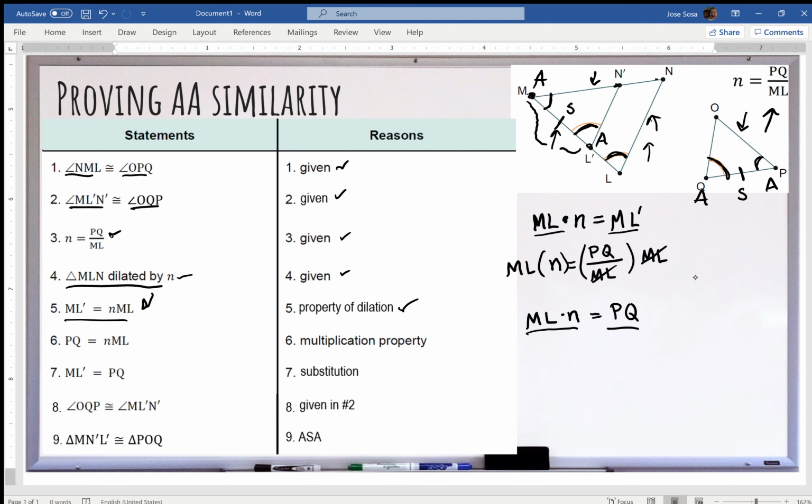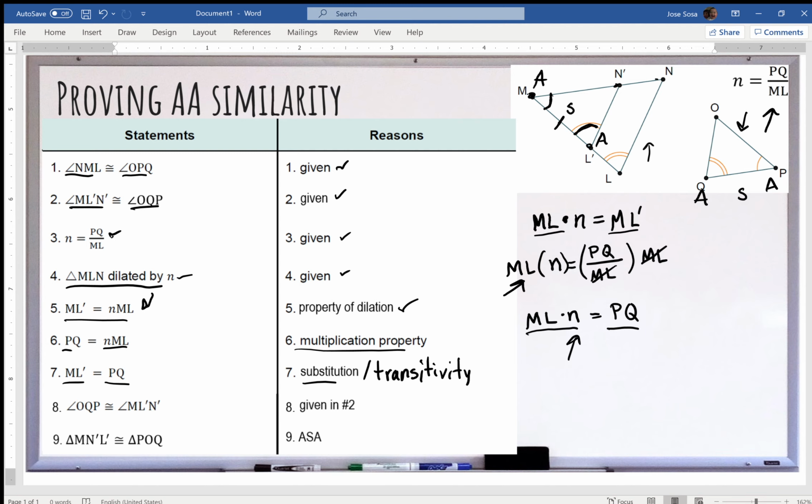Over here we're told this piece of information next. PQ is equal to the length of ML times N, right? And that's by the multiplication property, clearly, because that's what we did right over here. Now, we can say by substitution or also by transitivity, I forget how to spell it, transitivity, there we go. We can say that the length of ML prime is equal to the length of PQ. And again, that means this length over here is the same as this length over here. Let me get rid of some of this stuff because it's kind of cluttering the place over there.